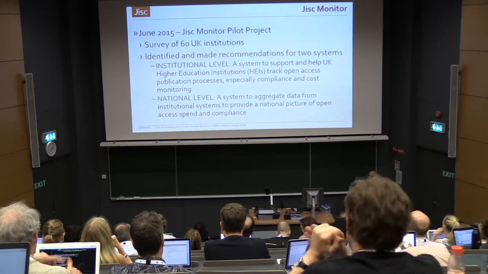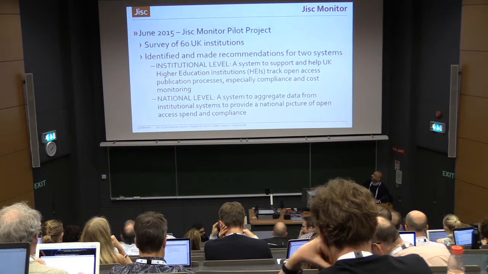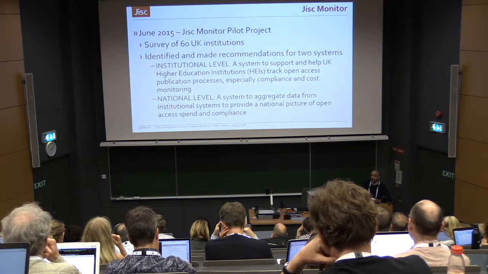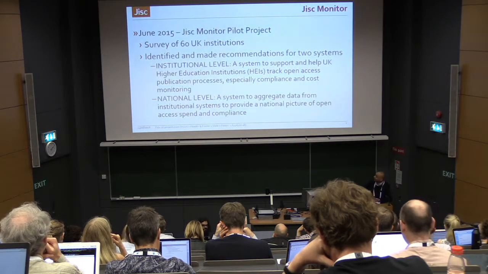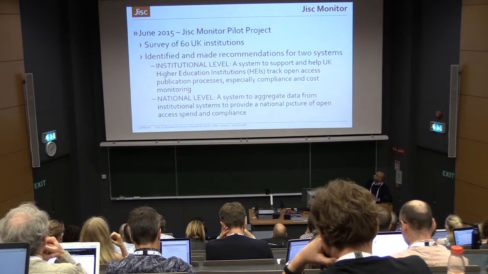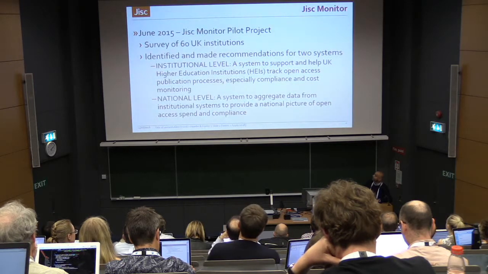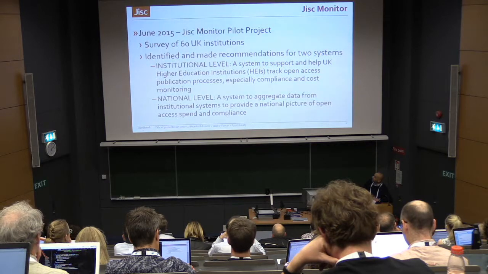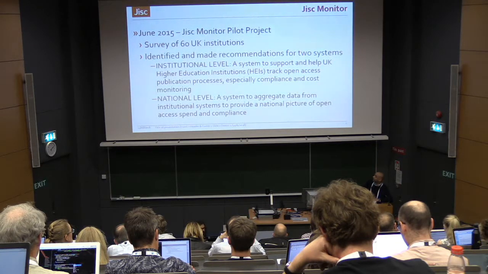Okay, so just a quick background to what the Jisc Monitor project is about. In June 2015, Jisc ran a pilot project which surveyed 60 UK institutions. One of the findings that came out of that was recommendations made for the need for two systems, on an institutional and a national level. At an institutional level, a system to help UK higher education institutions track open access publication processes with a particular focus on compliance and cost monitoring.